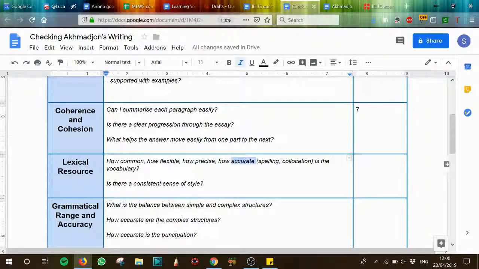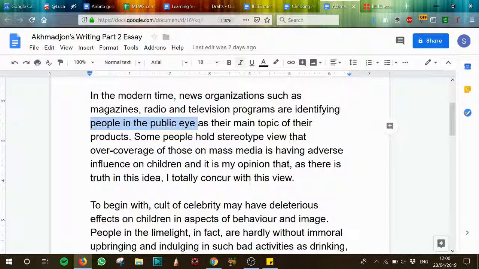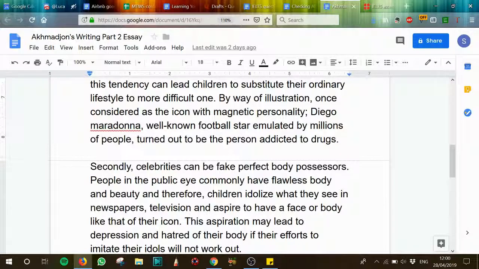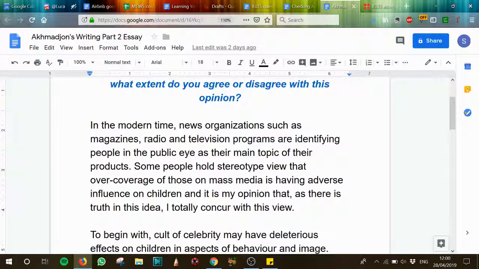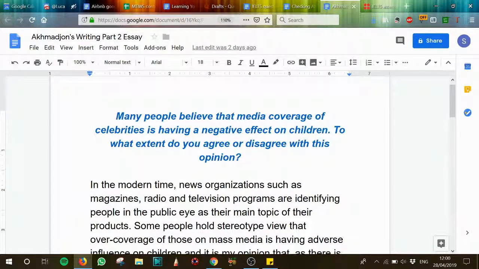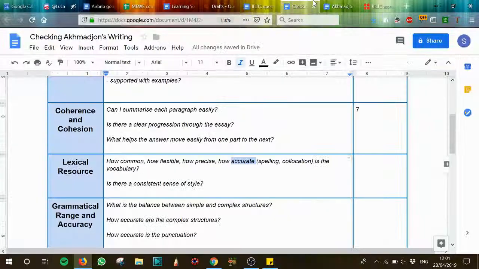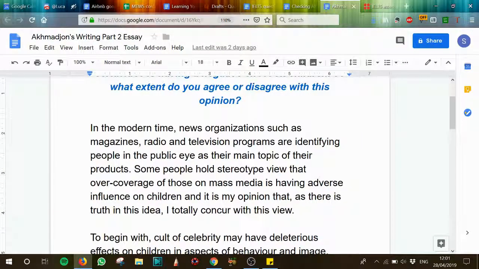And how accurate is the spelling and collocation. So the spelling is perfect. In fact, the spelling in all of this essay is perfect, apart from capital M on Maradona. But the spelling is perfect, which makes me think that maybe there was a spell checker? In the IELTS exam, even the computer-based exam, you will not have a spell checker. So you must be able to spell all of your vocabulary accurately. So there are some really good points there for how Akmajon talks about celebrities.